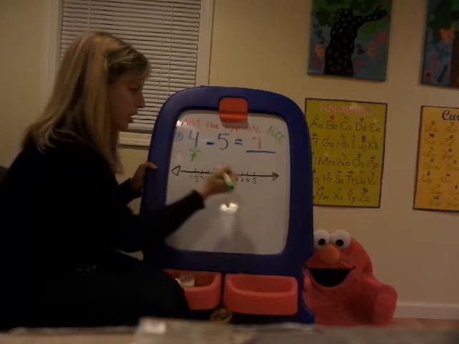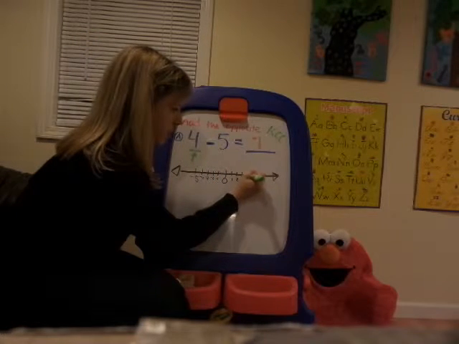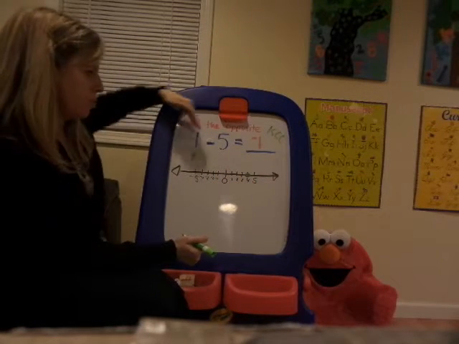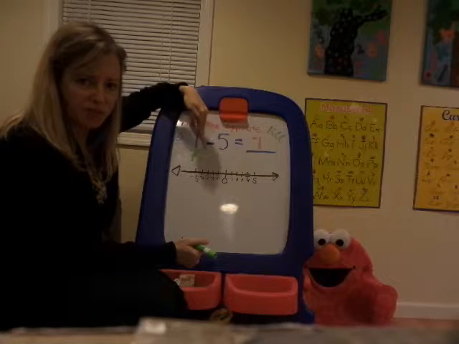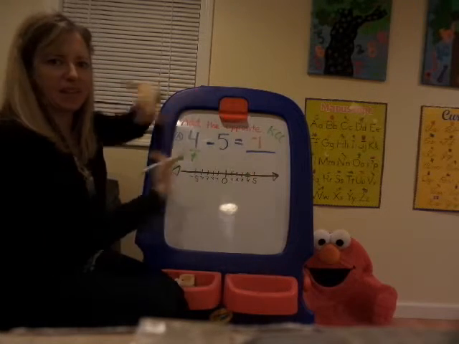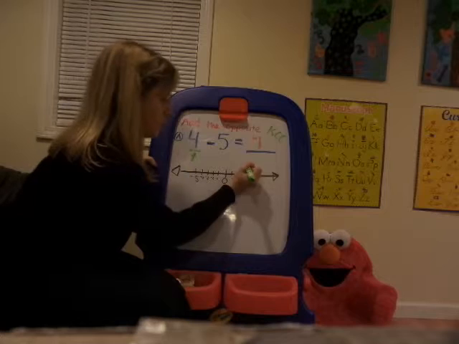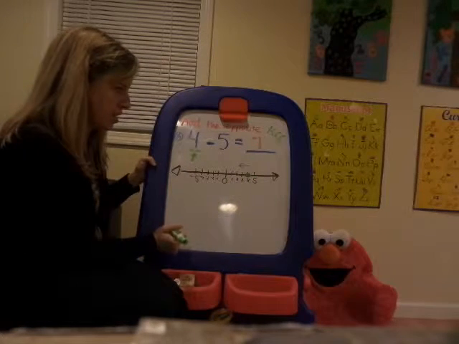again with the green arrow. We're going to start at positive 4 on the number line. We are subtracting 5. Subtracting means you're moving in a negative direction, you are taking away. So that means we are going to go left.